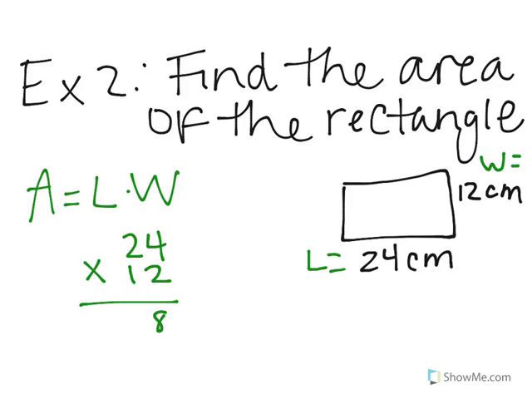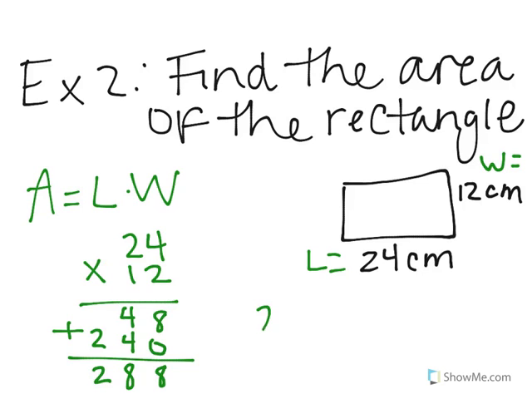2 times 4 is 8. 2 times 2 is 4. I have 0 as my placeholder. 1 times 4 is 4. 1 times 2 is 2. Add these up. 8 plus 0 is 8. 4 plus 4 is 8. And then bring down my 2.